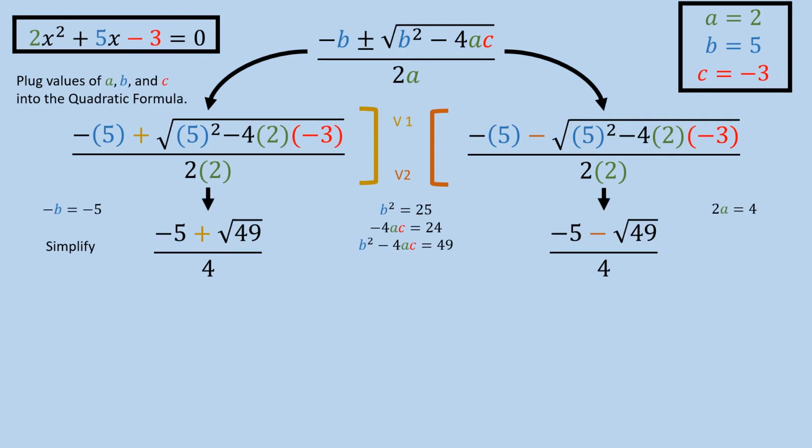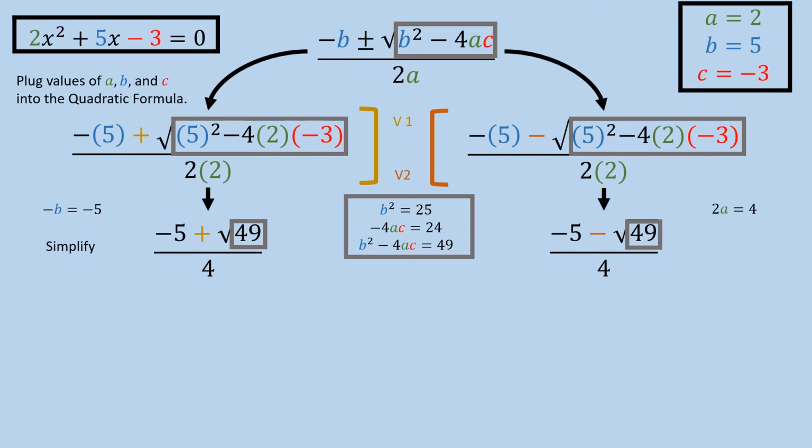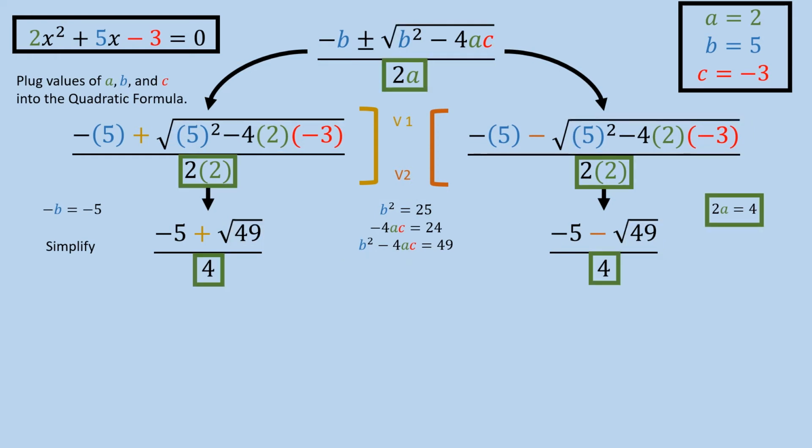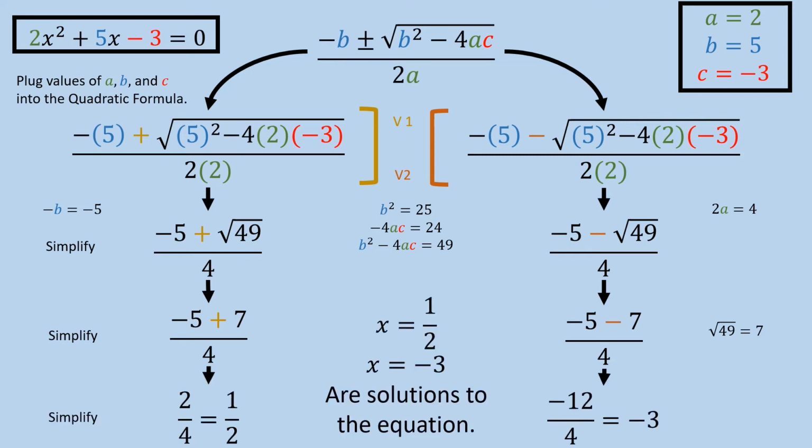Next, we try to simplify the quadratic formula. Negative b is equal to negative 5 here, so I'm going to put negative 5 in the same position as negative b in the quadratic formula. When I calculate b squared minus 4ac, I'm going to get 49 here. And finally, when I multiply 2 by 2, I get 4. Next, the square root of 49 is equal to 7, and so we can simplify that. And finally, we add up the numerators.